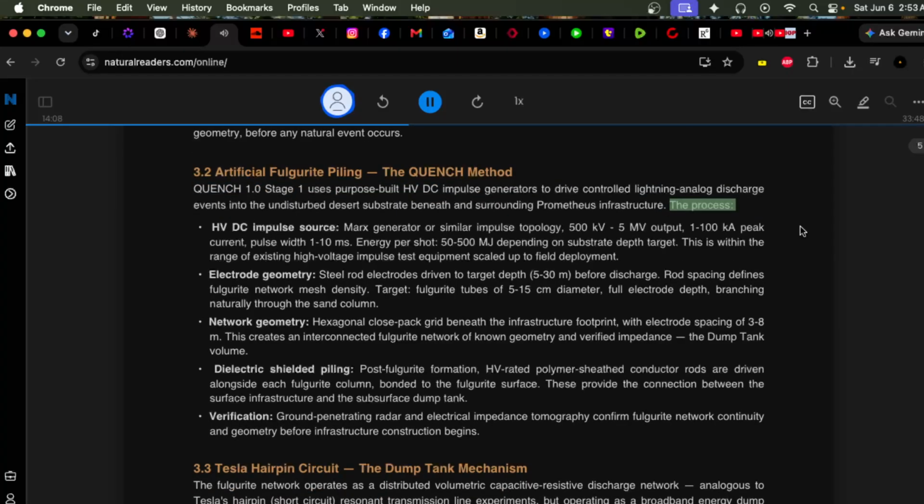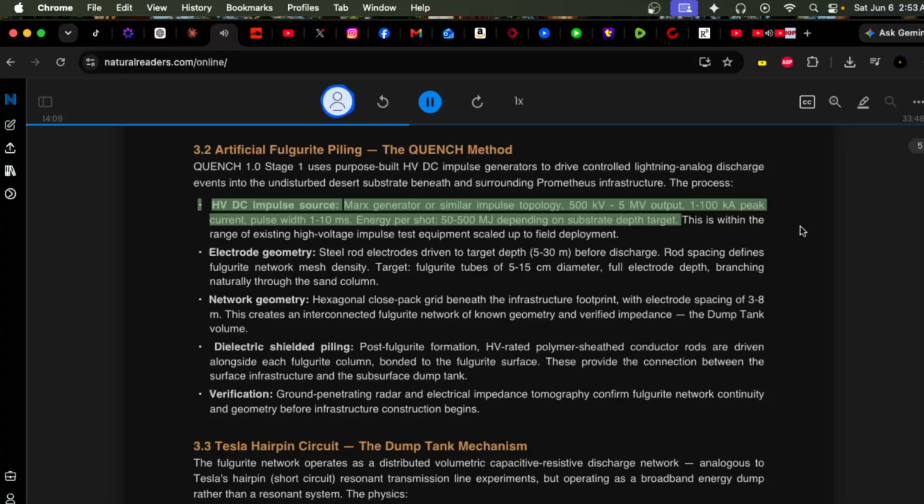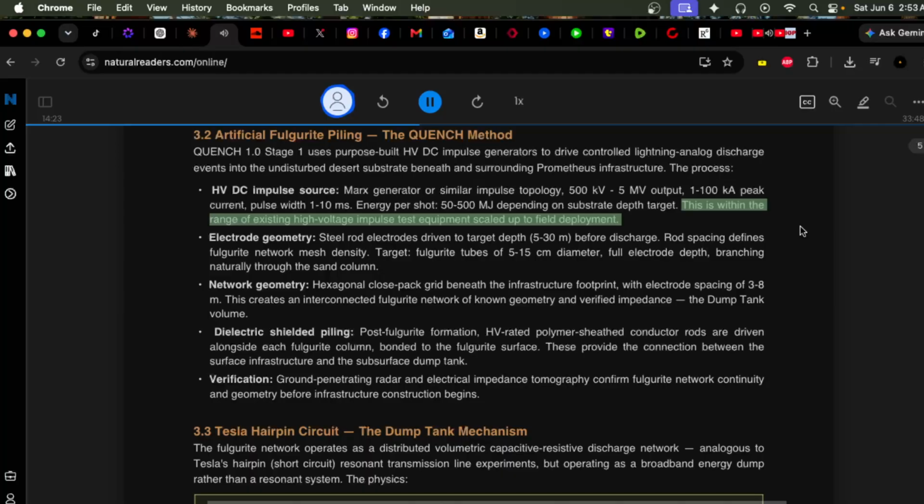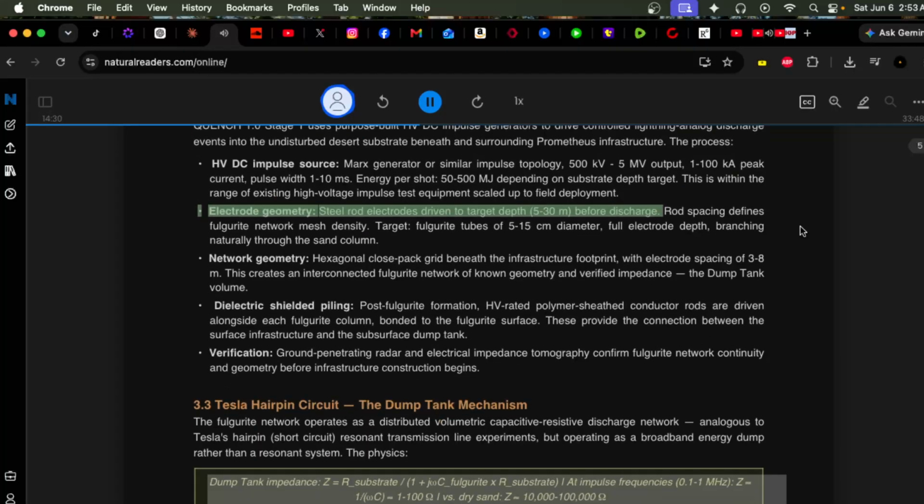The process: HVDC impulse source, Marx generator or similar impulse topology, 500 kV to 5 MV output, 1 to 100 kA peak current, pulse width 1 to 10 milliseconds, energy per shot 50 to 500 megajoules depending on substrate depth target. This is within the range of existing high-voltage impulse test equipment scaled up to field deployment.